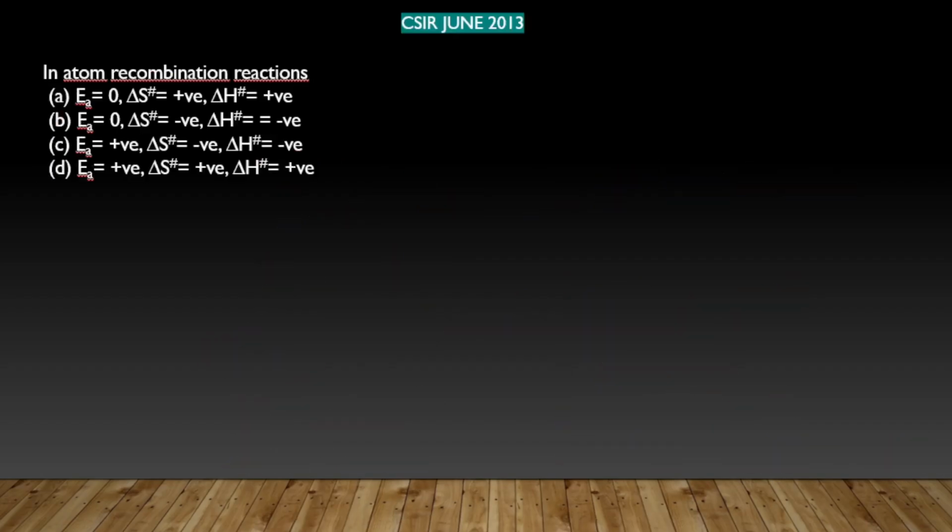Next, this was all about the year 2012. Now moving on to the next one, which is for 2013. Firstly, it is for the June exam that was conducted. It says, in the atom recombination reaction, so what is atom recombination? Suppose we have two atoms, A and A, and they are combining to form A2. So this is what is happening.